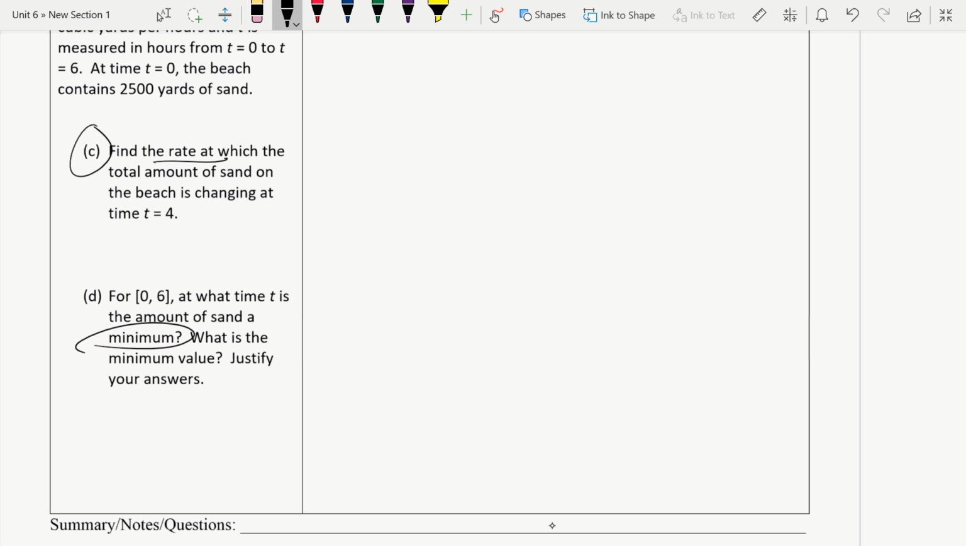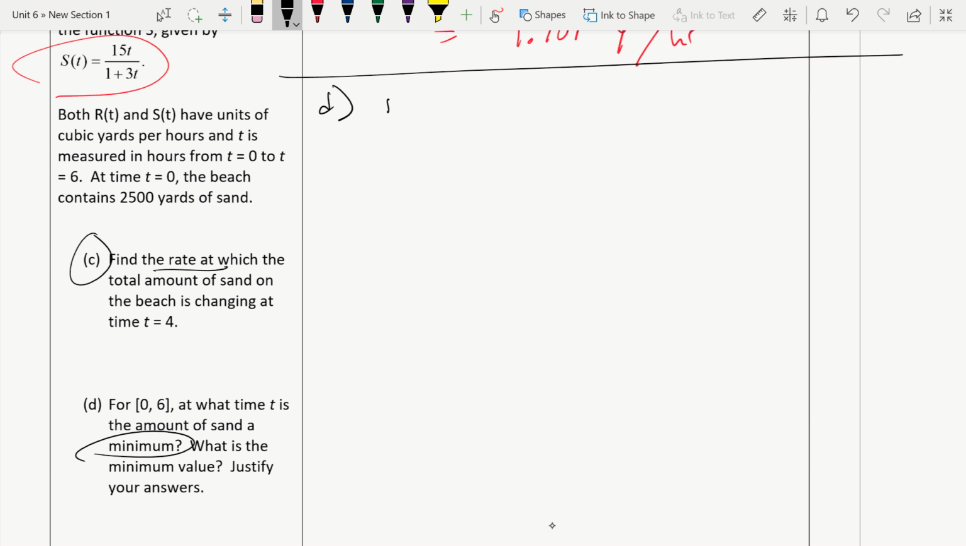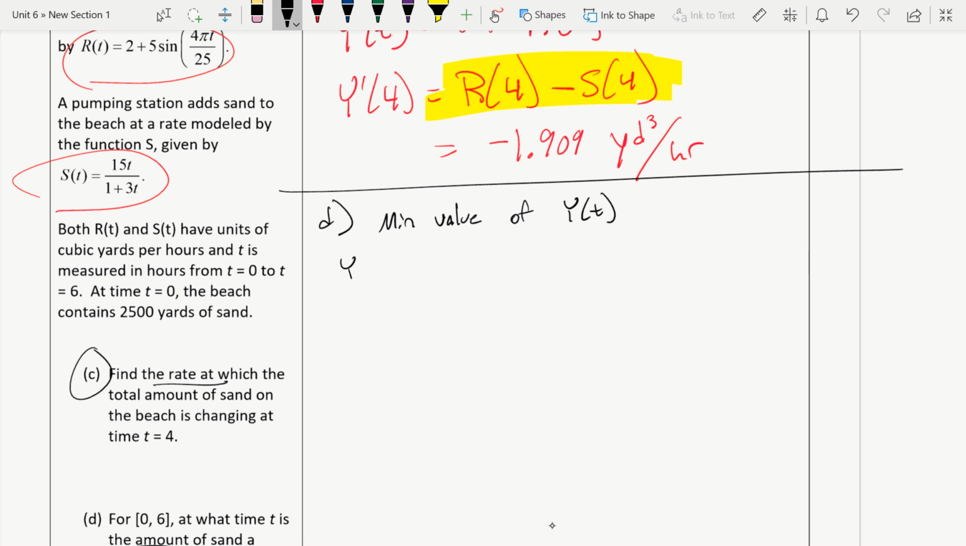How do we normally find extreme values? I know it's been a while, so basically we need the minimum value of y of t, right? What would we do? We would derive it, we would set it equal to 0, and then we would solve. We would also look for where it's undefined as well. This will find our critical points. These are going to find the only places where the function could be at a max or at a min.